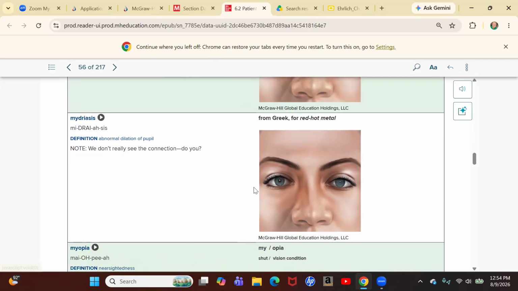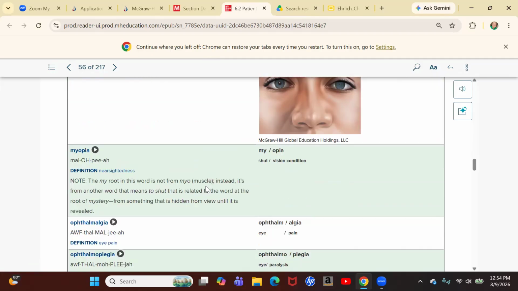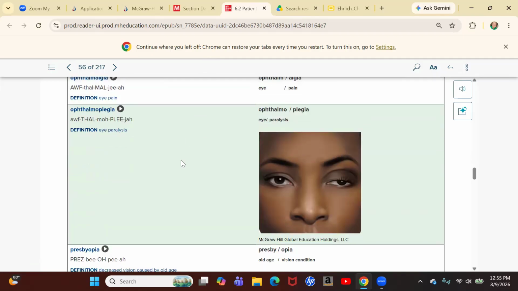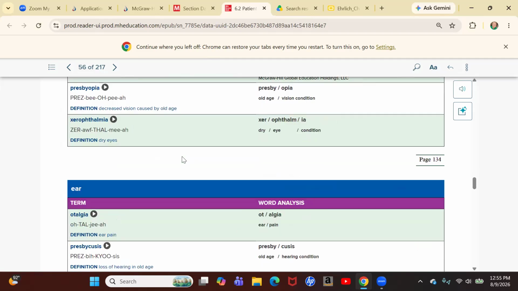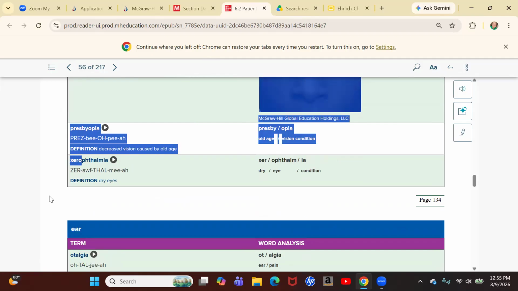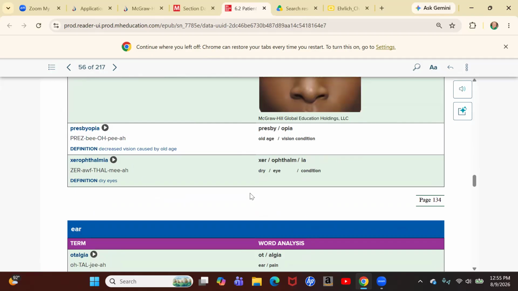Mydriasis here, myopia, ophthalmalgia, another eyelid paralysis here, presbyopia, xerophthalmia here. Remember, xero meaning dry. So this is dry eye.